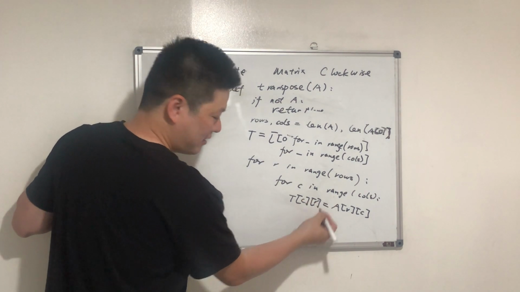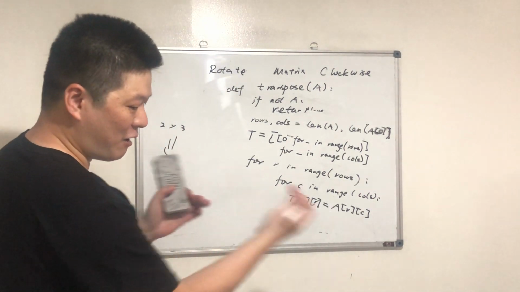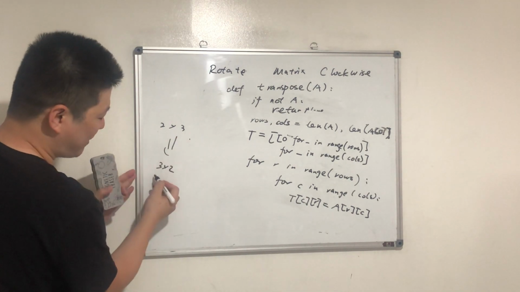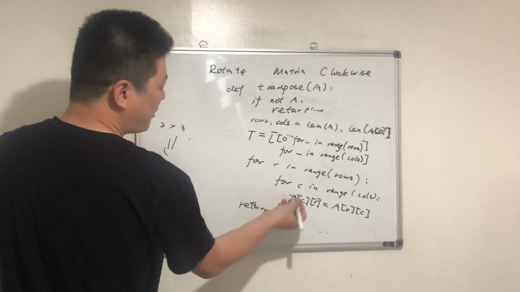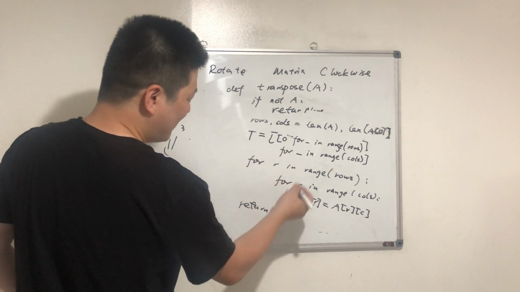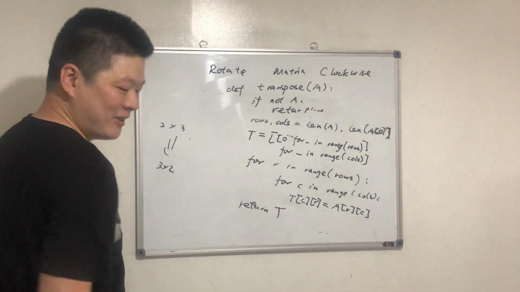Well done, you already got it, yeah? The opposite. That's why I said 2 times 3 becomes 3 times 3. So this is transpose and return what? Which one are we returning? Target. We want to return the transpose.